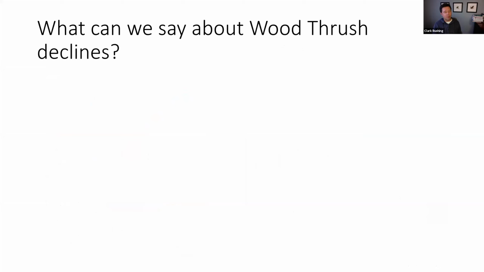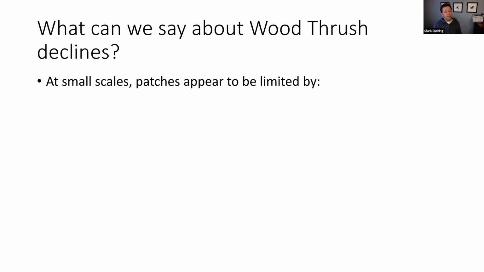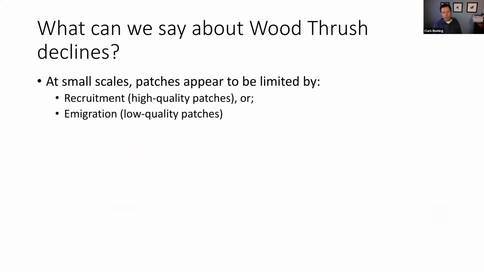So to sum up very quickly what we can say from the studies that have been done, at small scales, we found a lot of consistency that high quality patches appear to be primarily limited by recruitment of young into the population, and that in turn seems to be largely driven by survival during the non-breeding period, whereas low quality patches seem to be primarily limited by emigration of adults after reproductive failure.